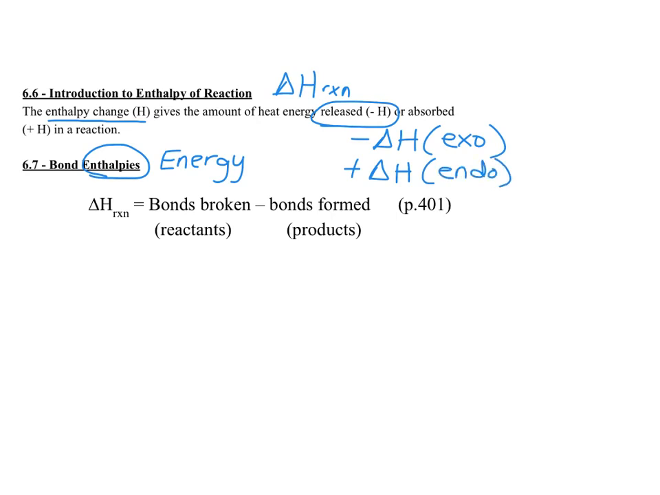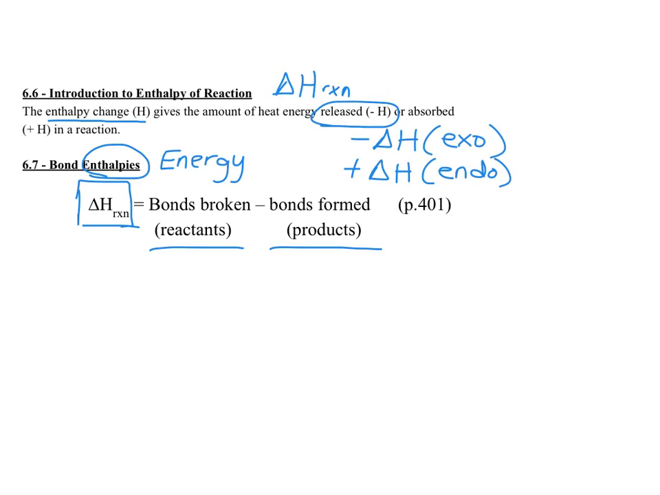So we're going to be using bond energies. Now we're going to have to go back to what we learned with our VSEPR structures and look at the bonds that we're dealing with, whether they're single bonds or double bonds. In order to calculate delta H for a reaction, we have to take into consideration all of the bonds that are broken and subtract all of the bonds that are formed.